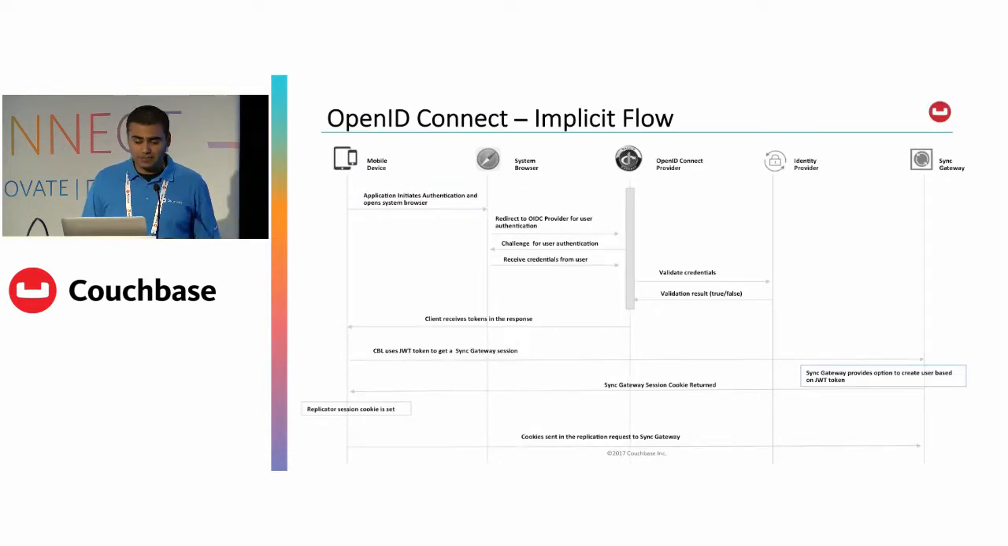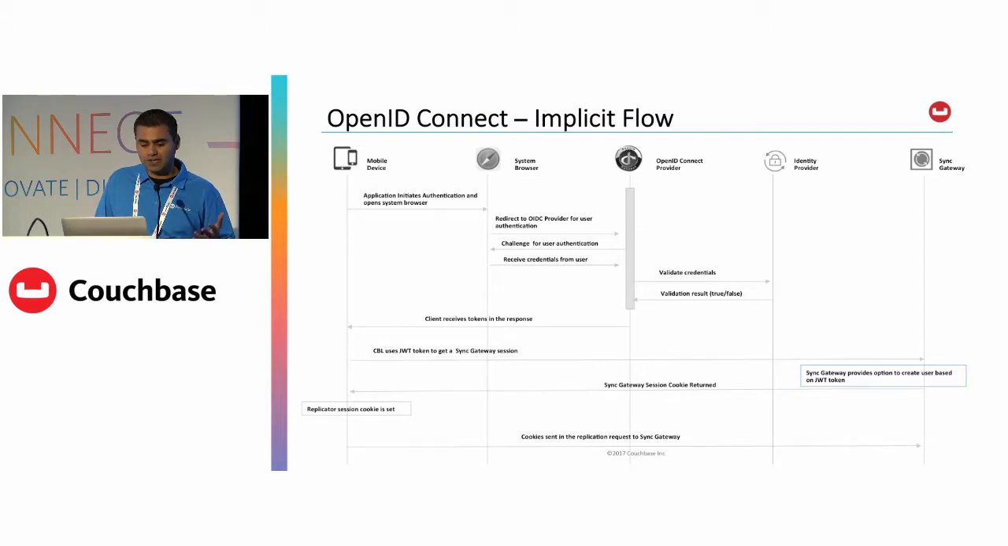The other one that we support today is the implicit flow with OpenID Connect. So again, this is a slightly different flavor of the flow, where the user essentially gets authenticated with the OpenID Connect provider, gets a token, and then essentially accesses the sync gateway with that token. If you look at the first few steps there, the application again initiates the authentication and opens up the system browser, which is redirected to the OIDC provider.